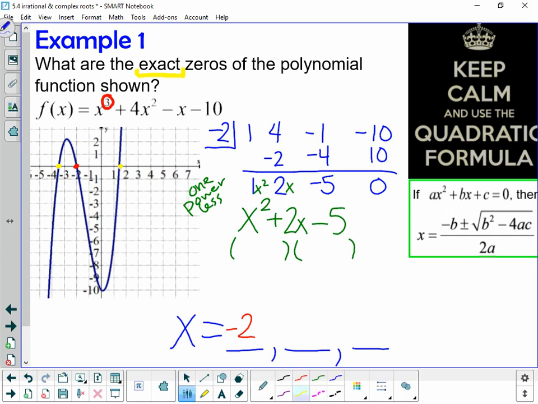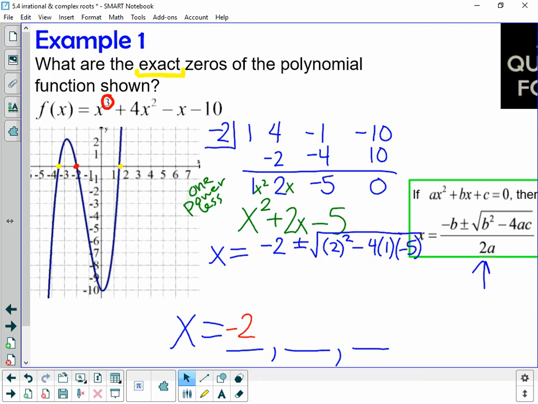But hopefully you recognize that there's not a way to factor this one. There aren't factors of 5 that could be used to get a 2x as that middle term. There's just no combination that works. So instead of factoring, we have to turn to our old standby, the quadratic formula, to help us get those other 2 roots. So x must be equal to -b, so that would be a -2, plus or minus, we've got our square root. Here's b squared minus 4 times the a value times the c value.